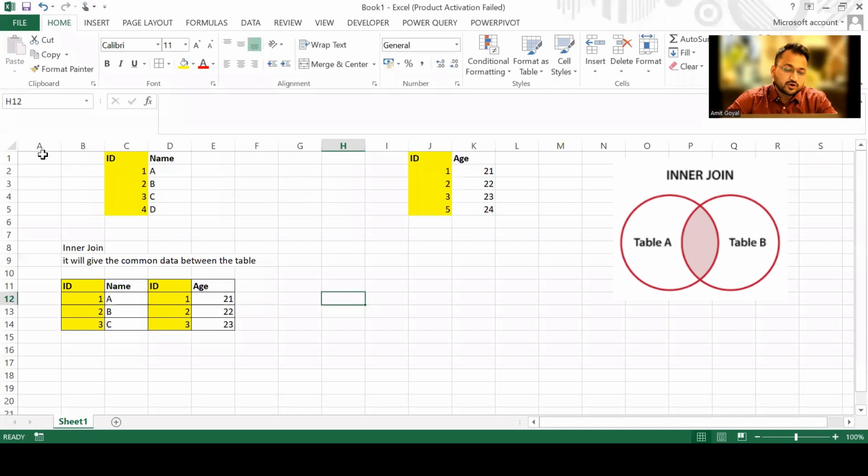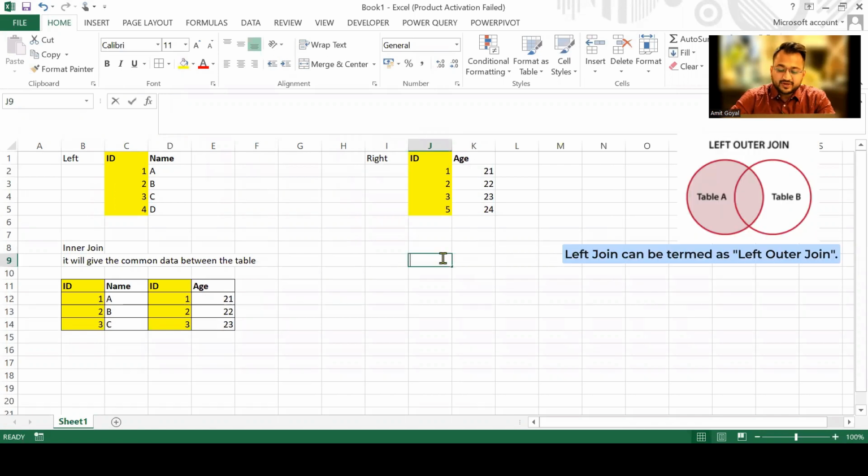Now, if you see on your screen, you can assume this as your left table, right? This table is lying on the left-hand side and the other table is lying on the right-hand side. We can say this is the left table and this is the right table. In case you make a left join, a left join will give you complete data from the left table and matching data from the right table. So that means you will get each and everything from this left table.